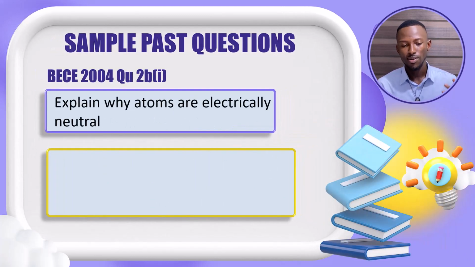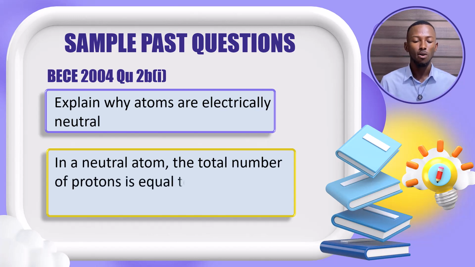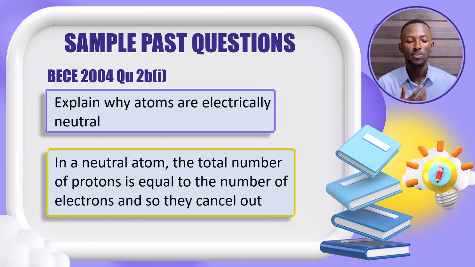Next question. Explain why atoms are electrically neutral. This question came in 2004, question 2BI. Why are atoms electrically neutral? To put it simply, in a neutral atom, the number of protons, which are the positive charges, is equal to the number of electrons, which are the negative charges. So they cancel out.